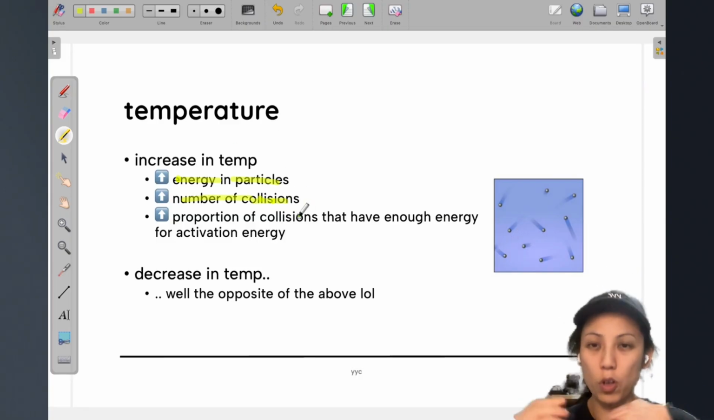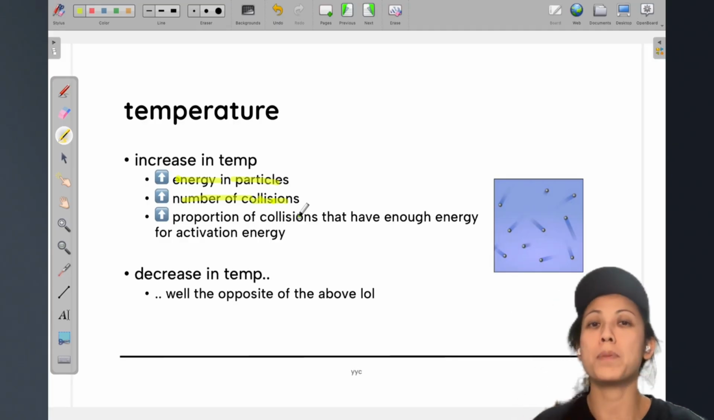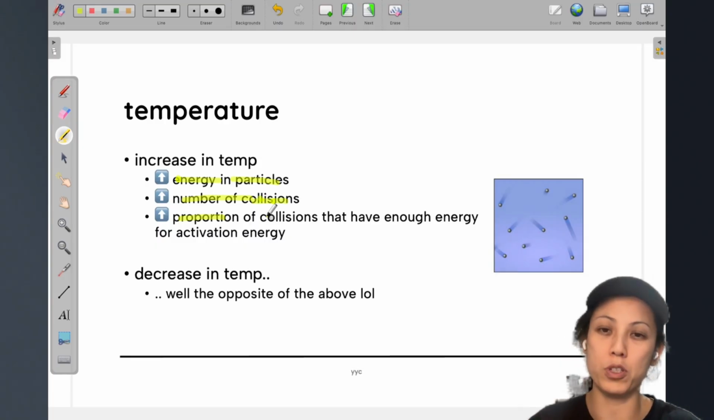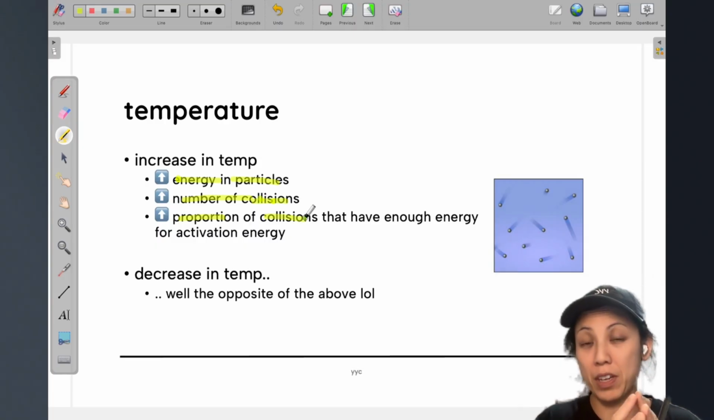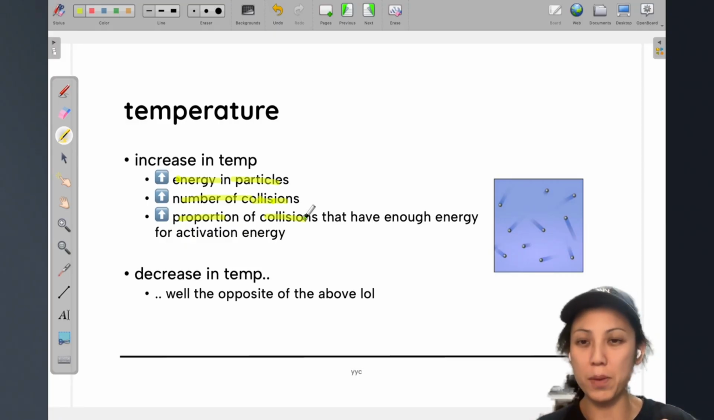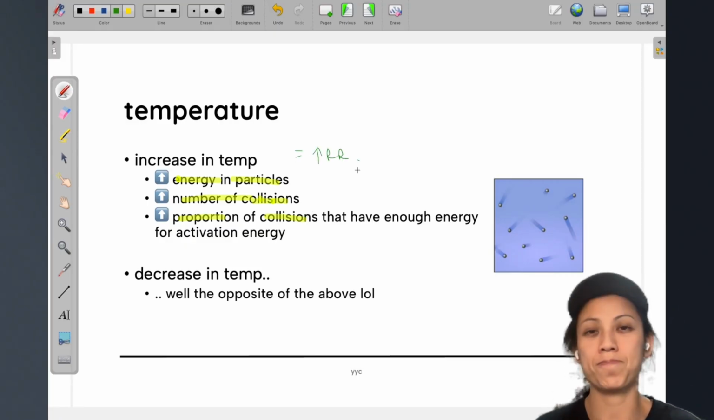And not only are you doing that, you're making them go quicker, you're making them smack into each other more. Because they all have more energy, a larger proportion of collisions will actually have enough energy to satisfy the activation energy. With that, as you can imagine, this all results in an increase in rate of reaction.